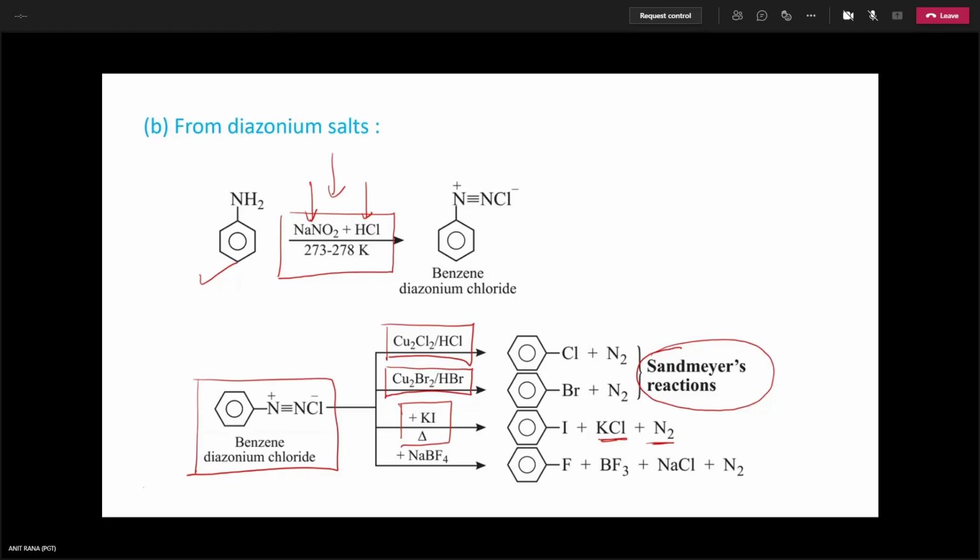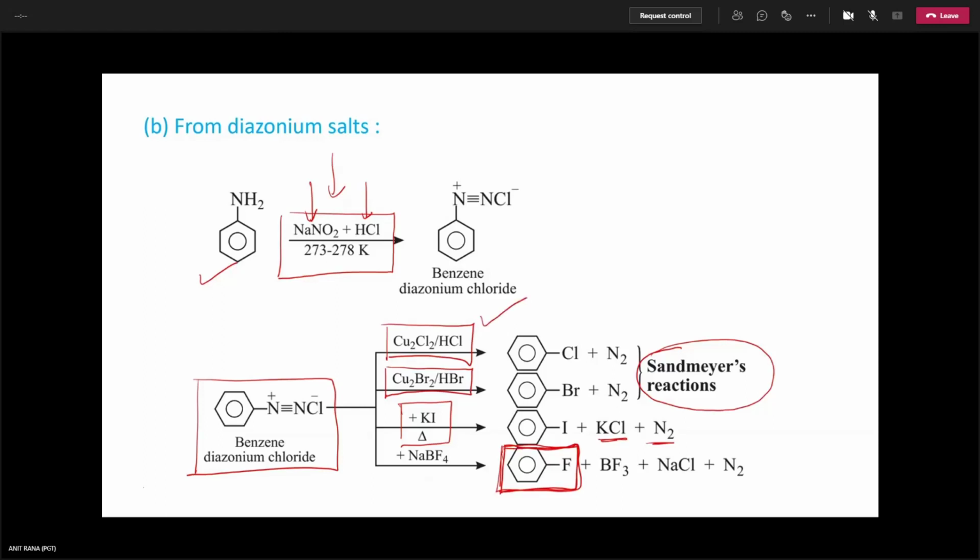In the same way, when benzene diazonium chloride is treated with fluoroboric acid, you get the formation of what? Fluoro compounds. The sodium borofluoride, clear, gives me fluoro compounds. This reaction is not shown in your textbook, you will be learning it later.